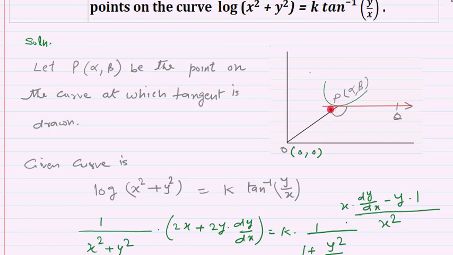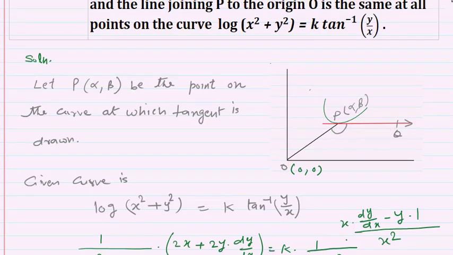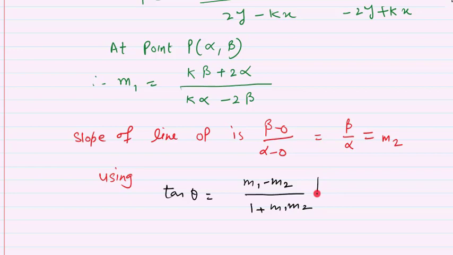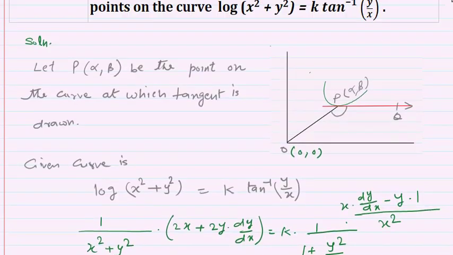So easily, by using the formula of the angle between two lines, we can calculate the angle between these two. Using tan theta is equal to (M1 minus M2) upon (1 plus M1 M2), we can easily calculate the tangent of the angle between the two lines. Let's name it as theta.